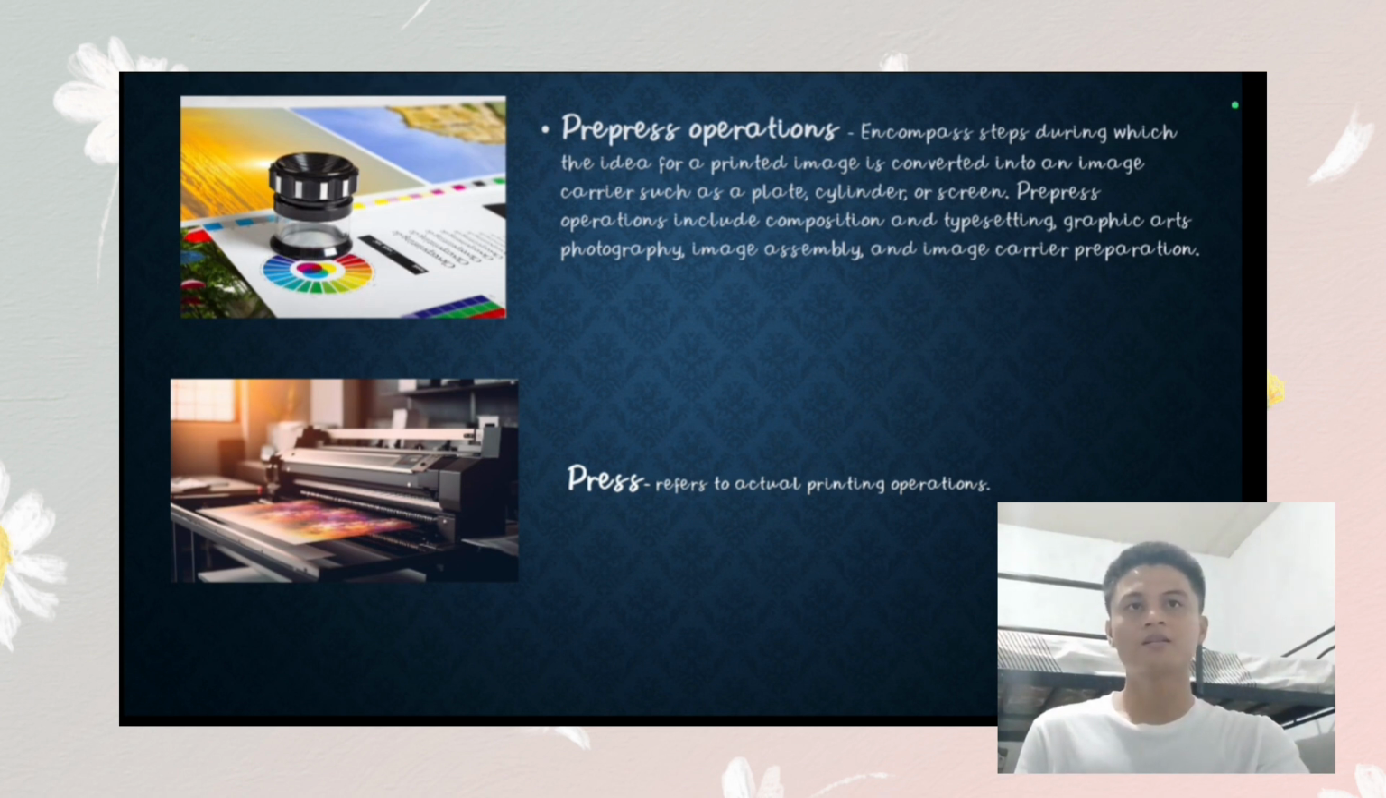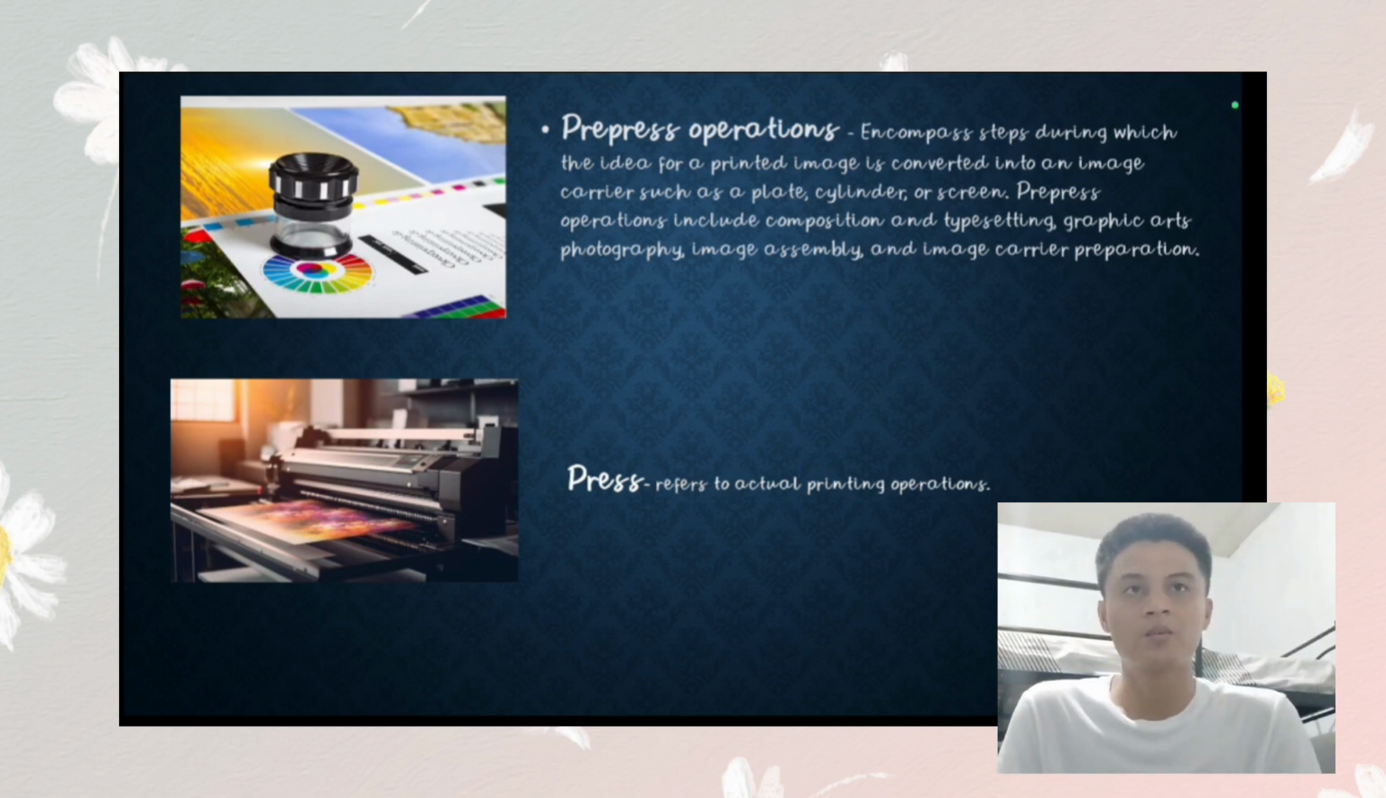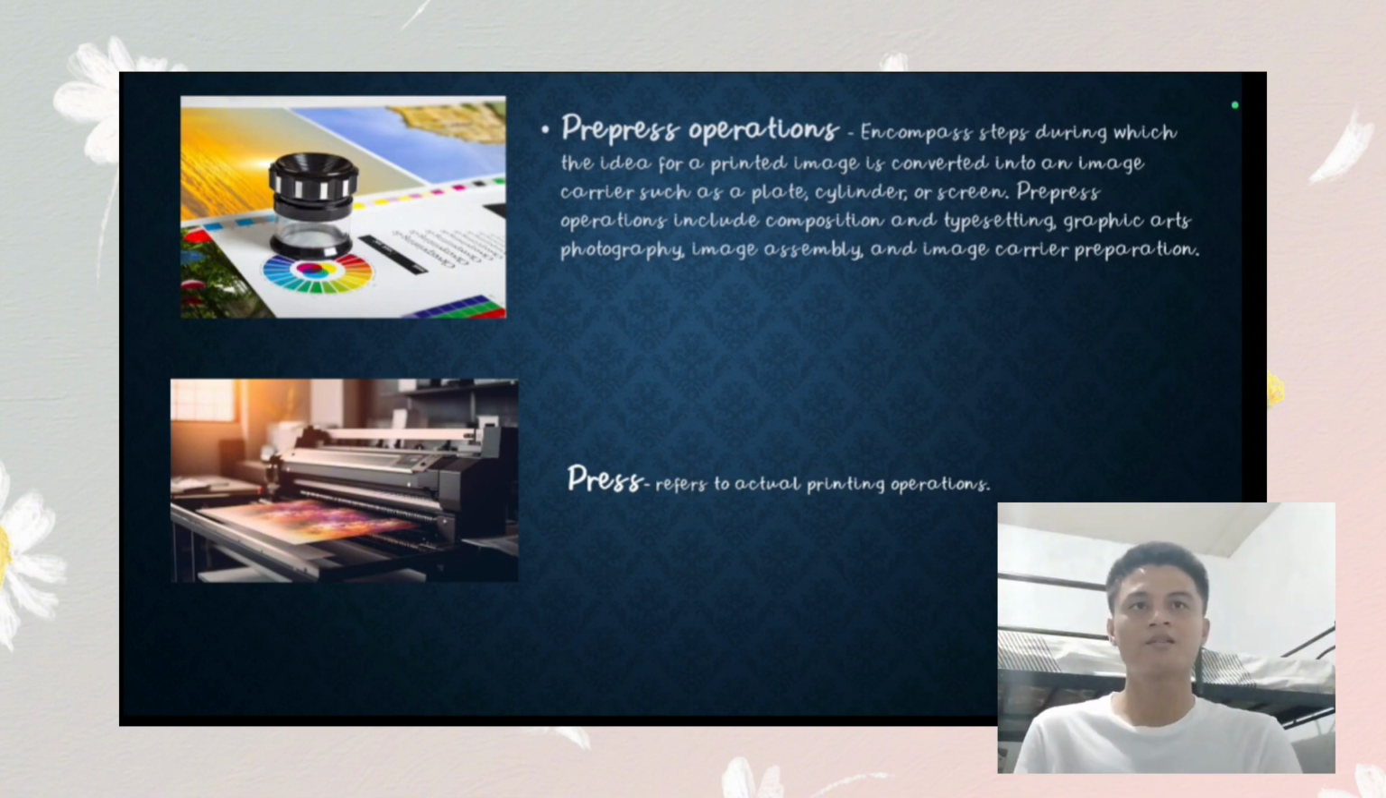And the second one is the pre-press operations. They encompass steps during which the idea for a printed image is converted into an image carrier such as a plate, cylinder, or screen. Pre-press operations include composition and typesetting, graphic arts, photography, image assembly, and image carrier operations.